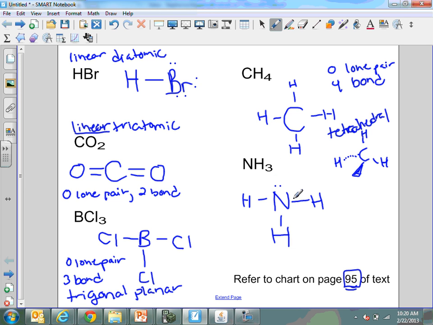Okay, the next type of shape is NH3. In this case, our central atom is nitrogen. We've got 1 lone pair and 3 bonds. So look at your chart on page 95. This gives us a trigonal pyramidal. So this is the second shape we have where we see that word trigonal. The difference is planar, this is lying flat. It's all in the same plane. Pyramidal is more of a 3-dimensional shape.